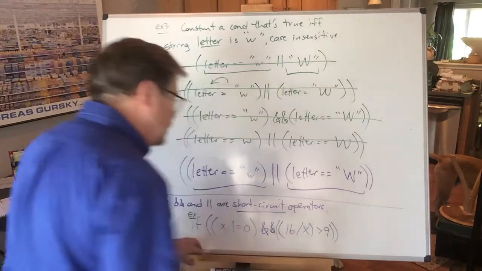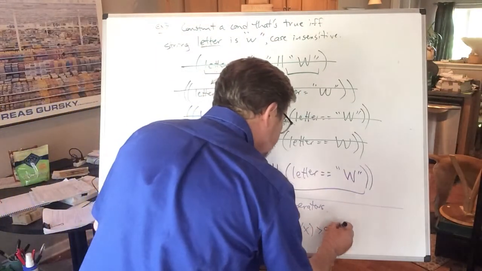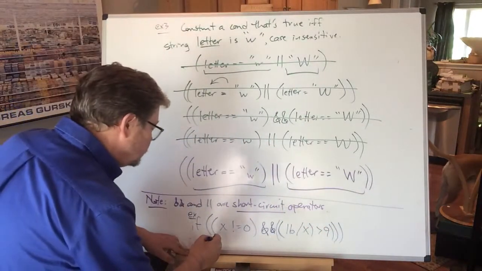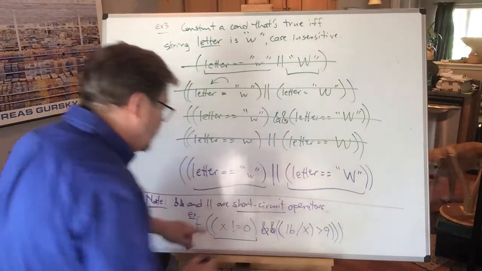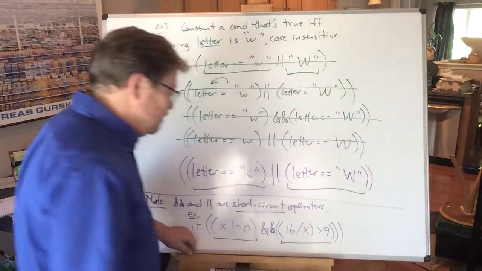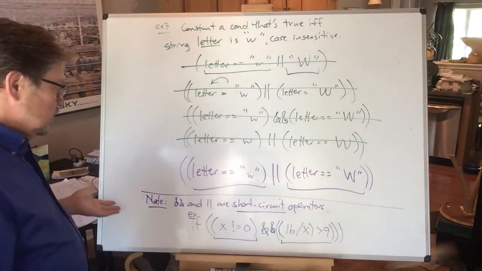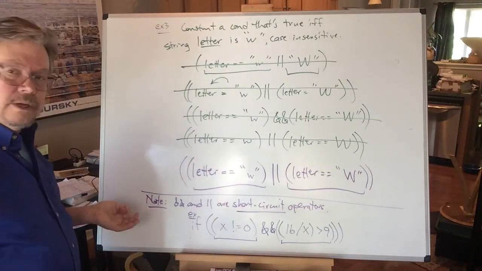Things get more complicated when I make them up as I go along. And I think I need one more parenthesis over here. What are my two conditions? I've got two conditions separated by logical and. One of them says x is not equal to 0. The other one says this arithmetic thing, that 16 divided by x is greater than 9. What on earth does a short circuit operator have to do with that?